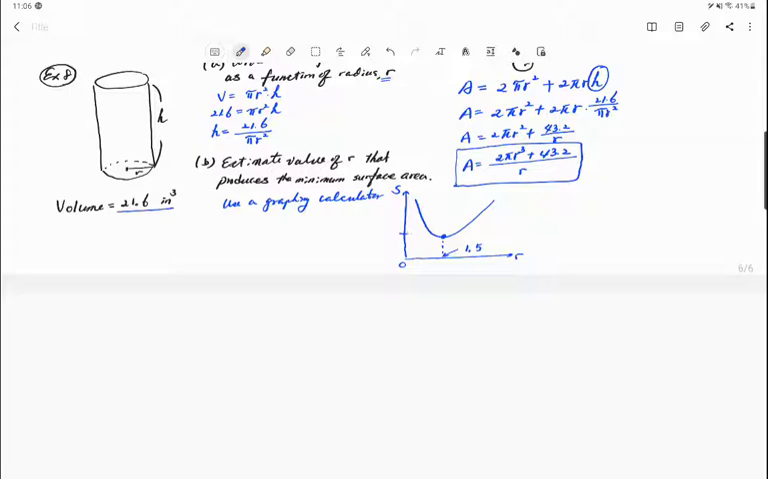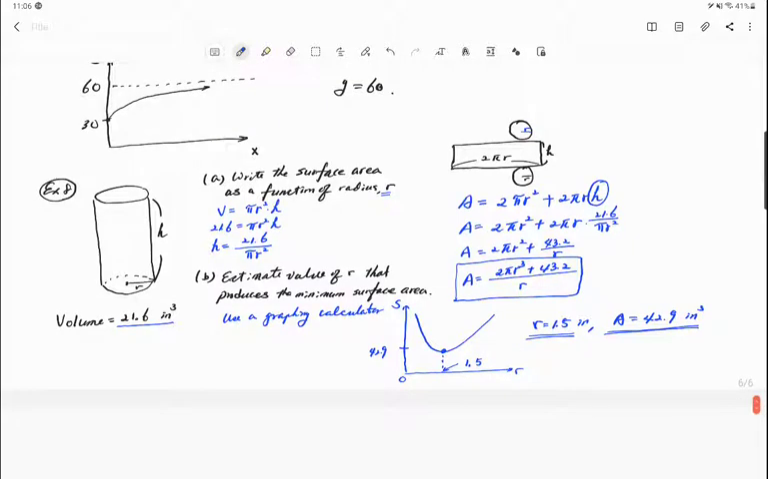How about the y value? Then the y value is 42.9 something. All right. So when r, actually this is r, right? When r equals 1.5 inches, then the surface area is around 42.9 square inches. So this will be the minimum. That will be the minimum surface area when the radius is approximately 1.5 inches. Can you see it? In this case, we used the graphing calculator to find the minimum surface area.